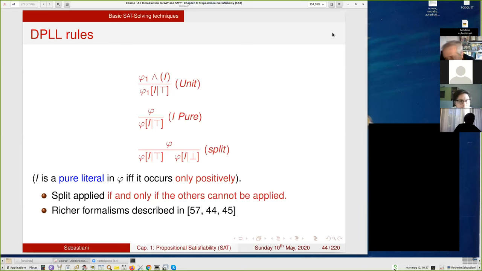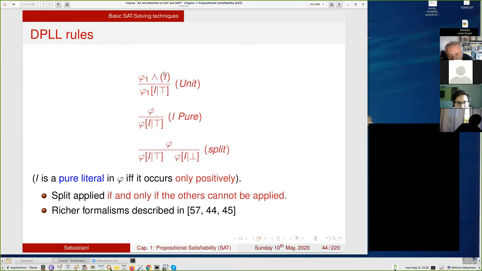Unit rule is something that we have already seen, it is substantially unit propagation. So every time we have a formula containing one literal as a unit clause, in the form of a single literal and the remaining part of the formula, then this means that this literal must be assigned to true. This means that if it's a positive literal, the variable must be assigned to true. If it's a negative literal, the variable must be assigned to false.